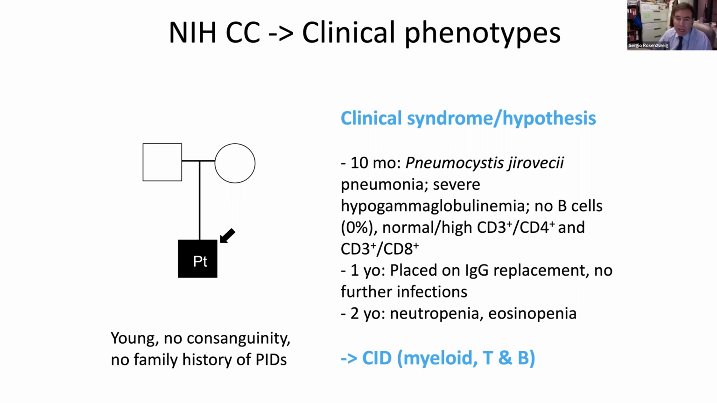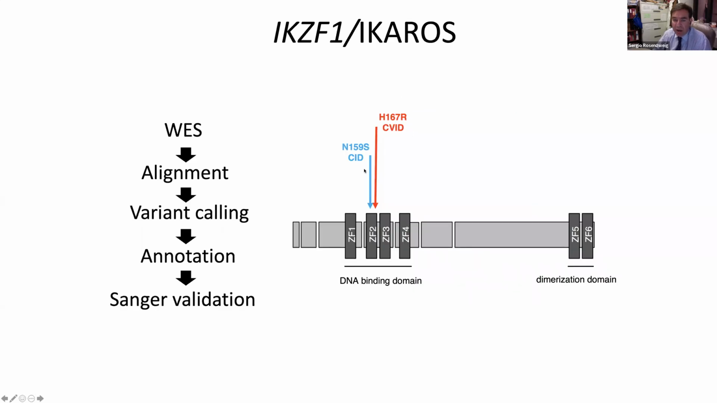So the mutation here was not that far from the other ones. It was at the same finger too, at the DNA binding domain. And we had mutations in 162 that were haploinsufficient, but this mutation was very particular. And actually, we saw it multiple times.